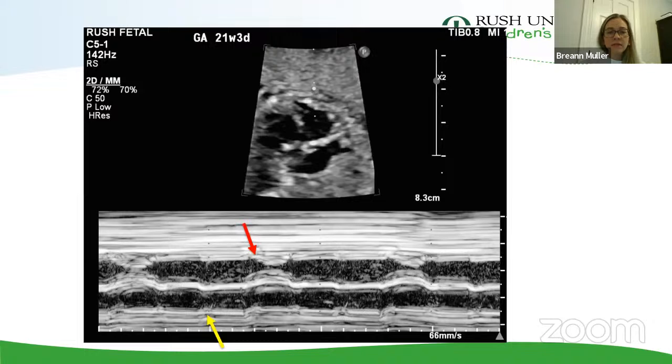So this is a fetus at 21 weeks and 3 days, and this is an M mode example. The cursor is coming down through the left ventricle, initially coming into the LV cavity, passing over the AV valves, the atria, and then the atrium at the bottom. That picture corresponds to the M mode on the bottom. The red arrow is indicating the ventricular contraction here.